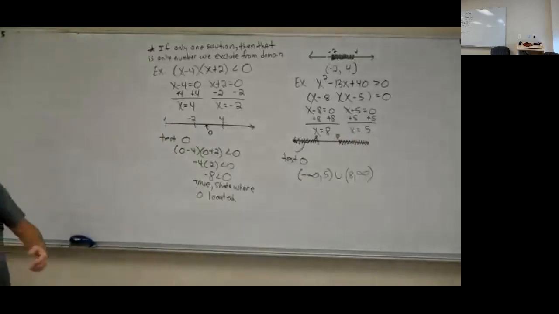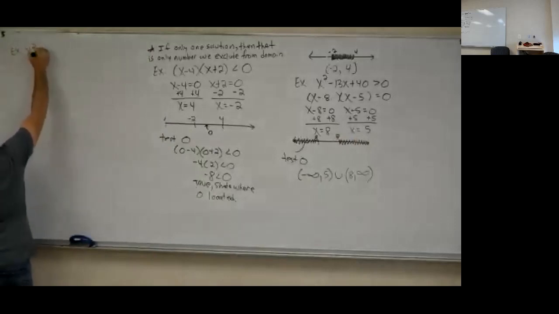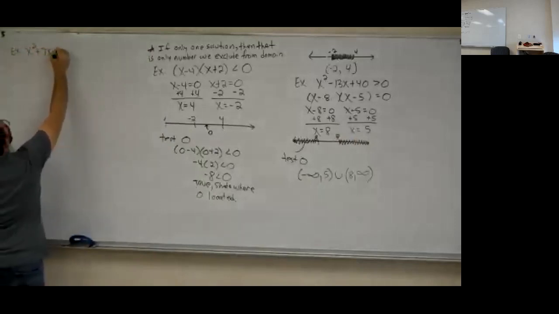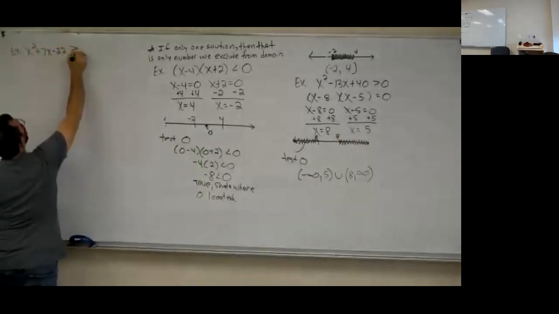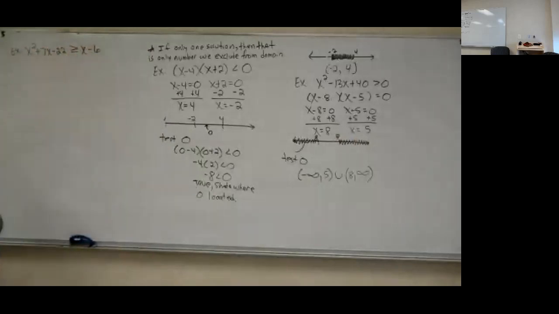I think in this section, the only thing that really changes is the equations you've got to solve just to see what you'll do to them. All right, let's try this one. x squared plus 7x minus 22 is greater than or equal to x minus 6.